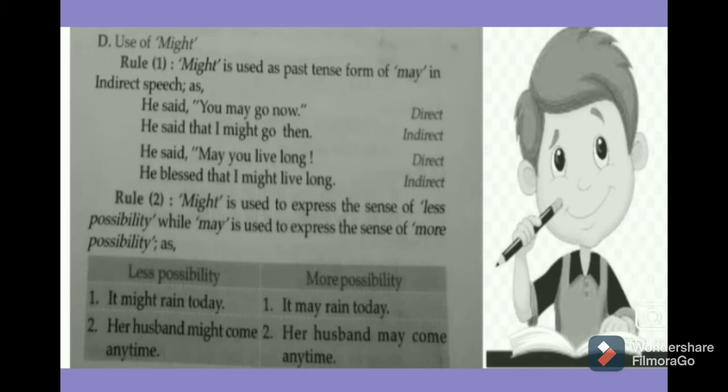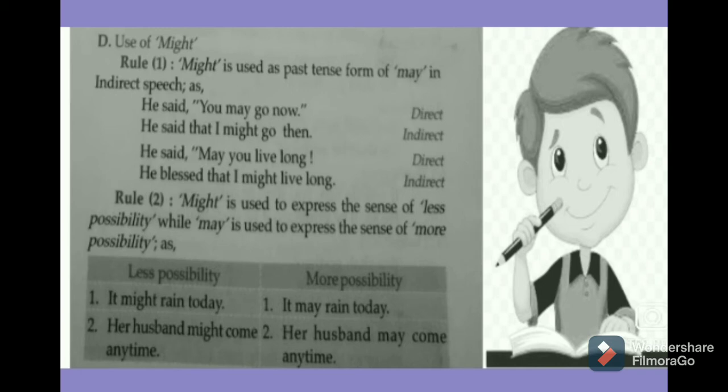Might is used to express the sense of less possibility, while may is used to express the sense of more possibility. We have seen may is also used to show possibility, might is also used to show possibility, but might is used to express the sense of less possibility, whereas may is used to express the sense of more possibility.